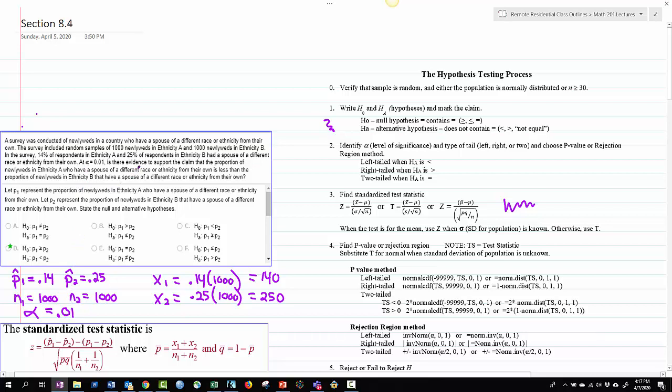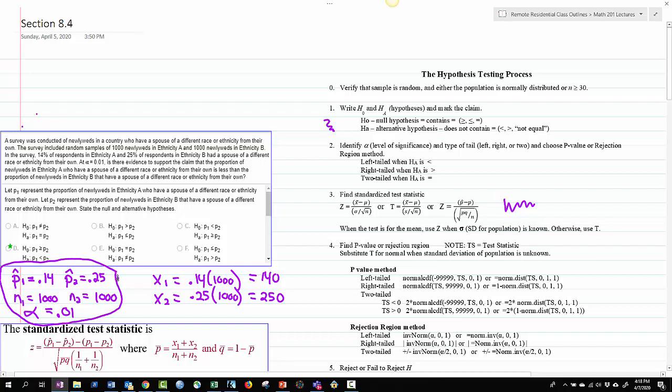Is there evidence to support the claim that the proportion of newlyweds in ethnicity A who have a spouse of a different race or ethnicity from their own is less than the proportion in B? All right. So over here, I've just copied down the numbers out of that.